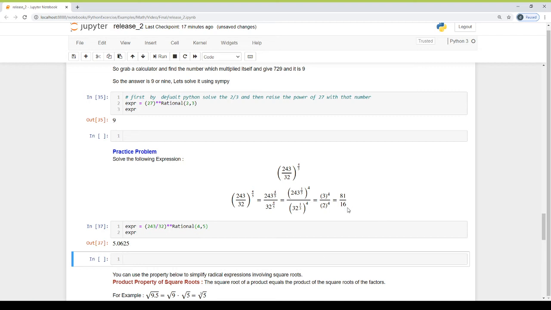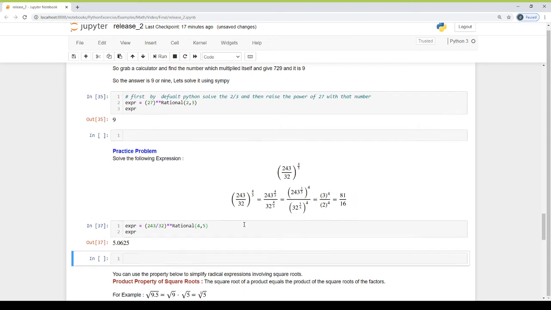The result is 81 by 16. We distribute the power between the numerator and denominator, as we have seen in the law of exponents. 243 raised to 1 by 5 is 3, and then raised to power 4 is equal to 81. In the same way, 32 raised to power 1 by 5 is 2, that is 2 raised to power 5 is equal to 32, and then raised to power 4 is equal to 16.